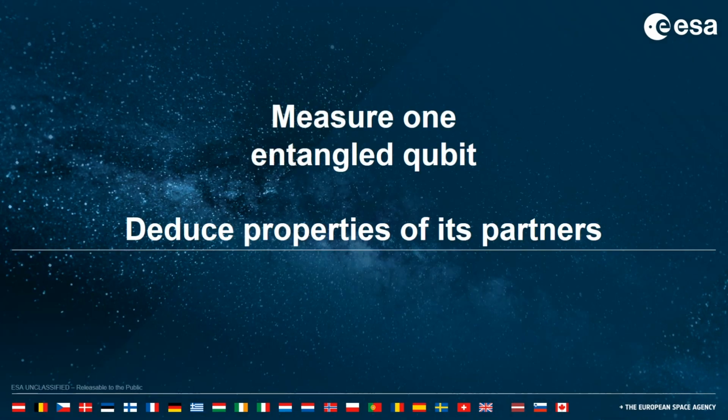Okay, so you measure one entangled qubit and you deduce the properties of its partner. This means it could be either an either-or, or it could be the same property. This is the more complicated part of qubits. I'm not going to go into more detail, but you've got a vague idea of how things work now.